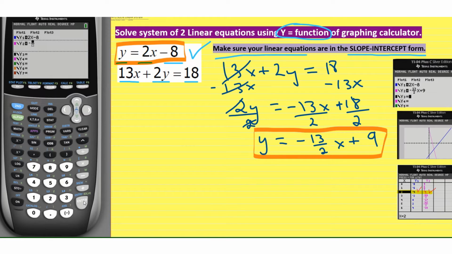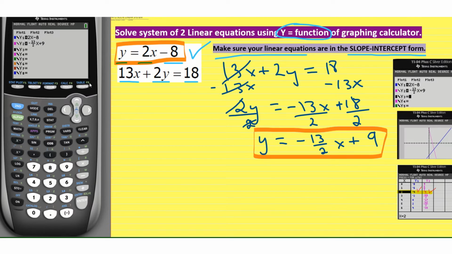So I'm going to push enter to choose that option. I'm going to put 13 in the top. I'm going to down arrow to the denominator, put a 2 in, right arrow to get out of that fraction. Then I'll find my variable x at this button that says x, t, theta, and n. That gives me the x, and then plus 9. So now I have put in both of my equations, and if you notice, it says y equals, y equals. This is what I call the y equals screen.